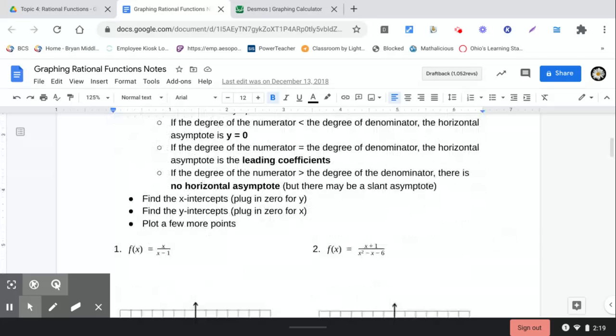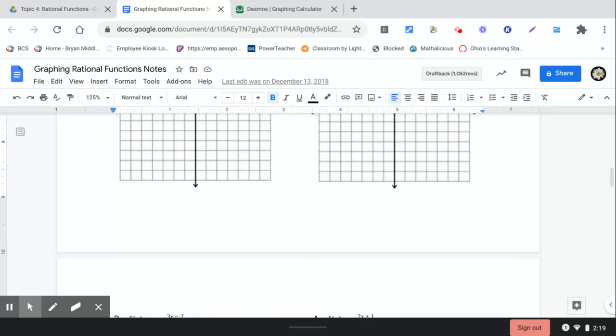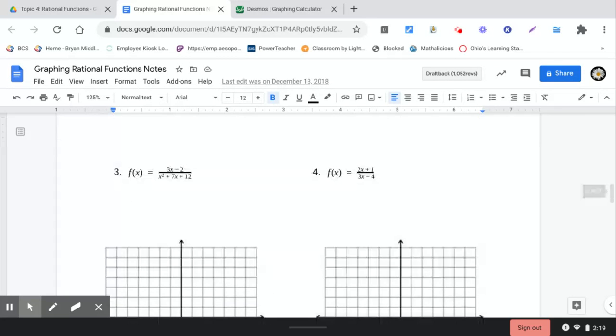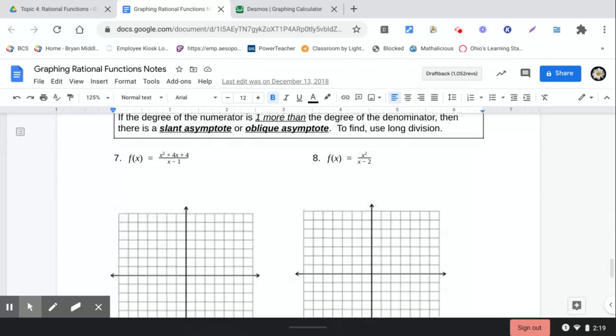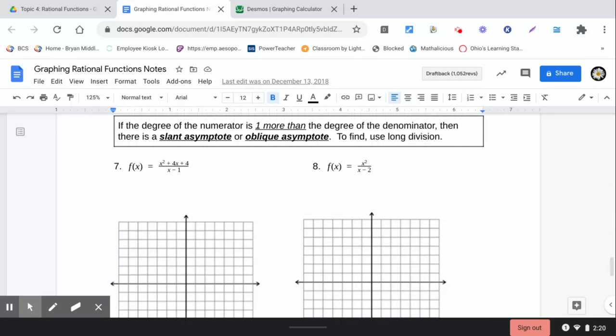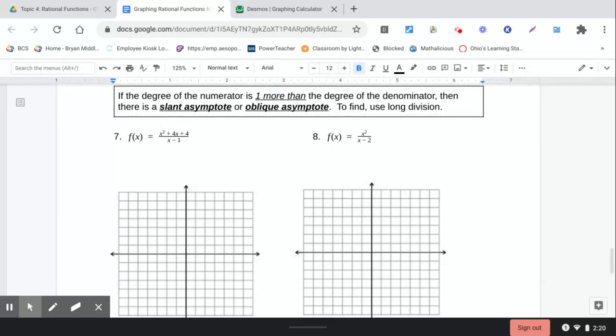So on your notes, if we go to, I think it's like the third page, just got to find it. Here it is. And this tells us that if the degree of the numerator is exactly 1 more than the degree of the denominator, then there's a slant asymptote, or an oblique asymptote is another name for that. The way we find that is we're going to use long division. So let me walk you through these problems. We're going to do it exactly the same as we did the other problems.